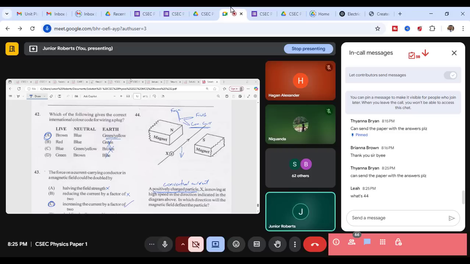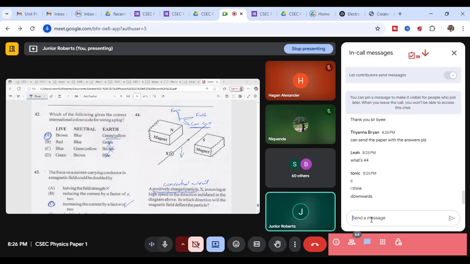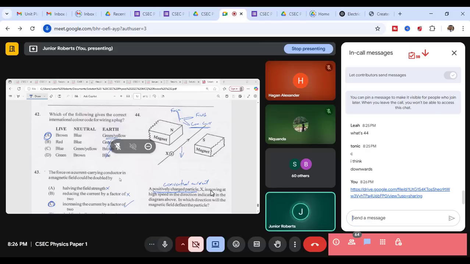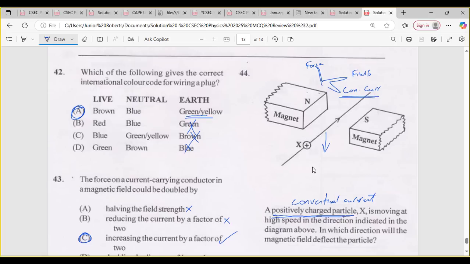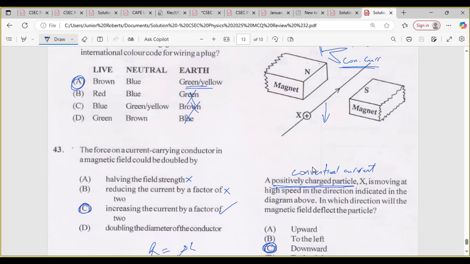All right, so hopefully this, as I said, was pretty much helpful for us. All right, so we want to check 44. So 44, this number 44, we said it was C, going downward.